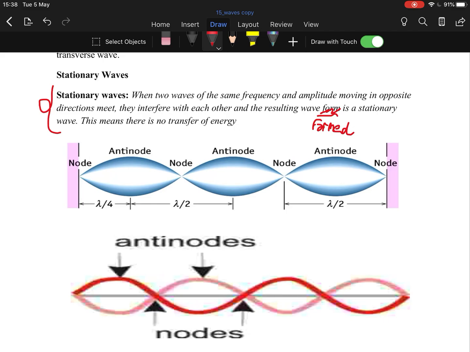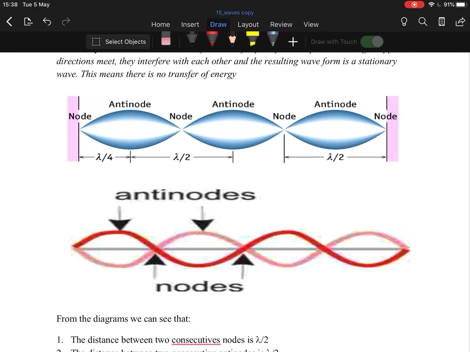Basically you get something like this pattern here. Two waves are meeting, they're the same frequency and amplitude, but they're going in opposite directions, and that's where you get this kind of pattern. And there's no transfer of energy. Energy doesn't get transferred from one to the other because they're the exact same, so the energy doesn't transfer, okay?